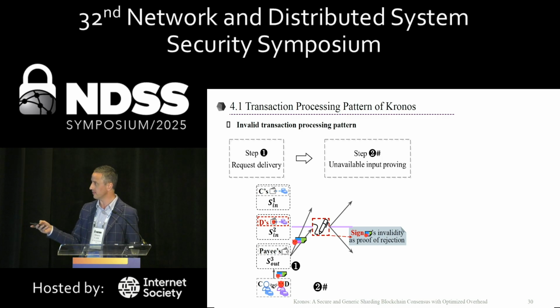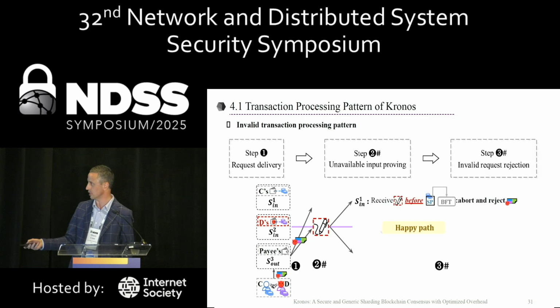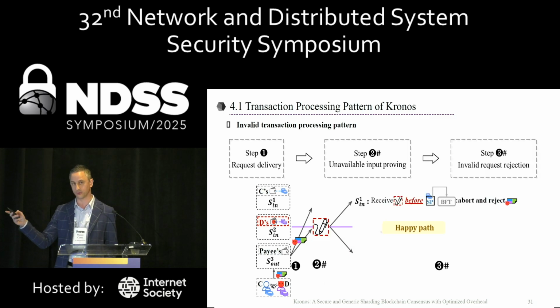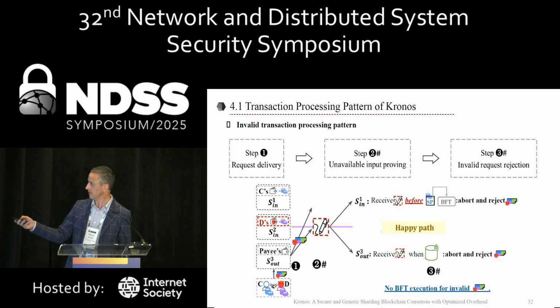So we will have an invalidity proof of rejection that will again be broadcast to all the other shards involved in the transaction. In this case, it is one input and one output shard. So what will happen? Again, we have two subcases. Subcase number one, the happy path, means that this other shard will receive the proof of rejection before running any BFT that we saw in the previous slide. So it will just abort the transaction and reject the request of payment.